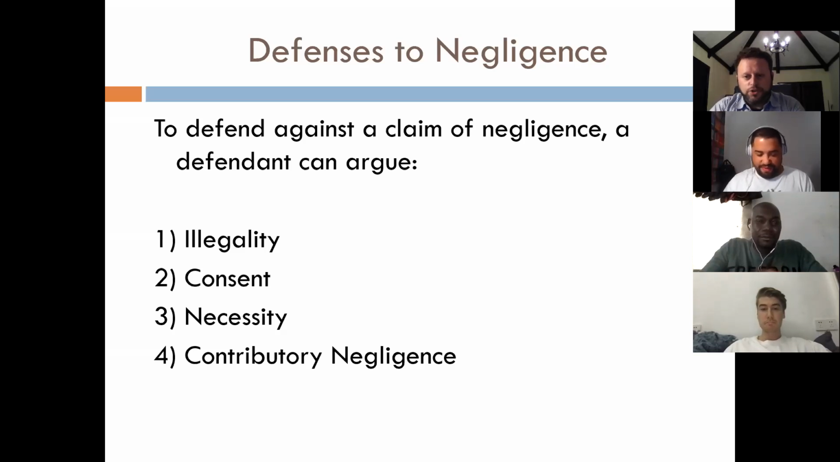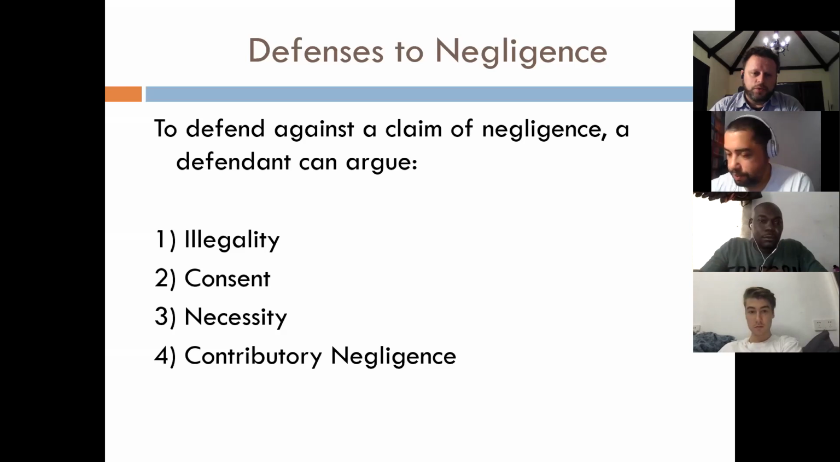Okay. Second is consent. If you agree to do something dangerous, then you can't sue because you got hurt. Third is necessity. If you did something dangerous and got hurt, but it's because it was necessary to do that to prevent a greater harm, then you can't sue. And then finally is contributory negligence. If both people were careless, then both people are responsible.